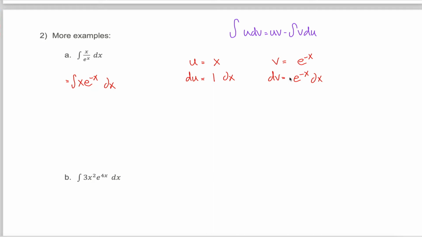But I don't want that negative 1, so what I have to do is put something here so that when I bring the negative 1 down in front, that negative 1 goes away. The way I'll do that is by putting a negative 1 down here. Can you see how that would work?